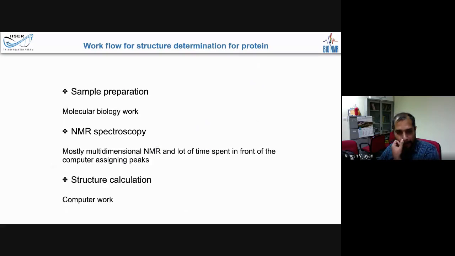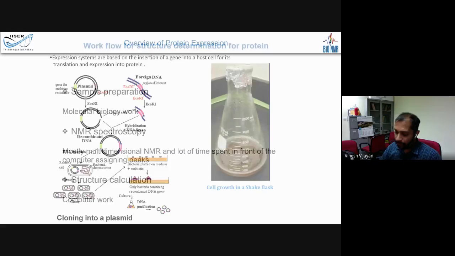Yeah. So I'll just tell you about how we do protein NMR. Okay, the first thing is sample preparation. That means mainly molecular biology work. And then we do NMR spectroscopy, where you view the multidimensional NMR spectrum in order to assign these. Assign meaning to figure out the chemical shifts and to assign the peaks to the amino acids. Okay. Then finally, structure calculation using a computer. Right. So how do we do that?